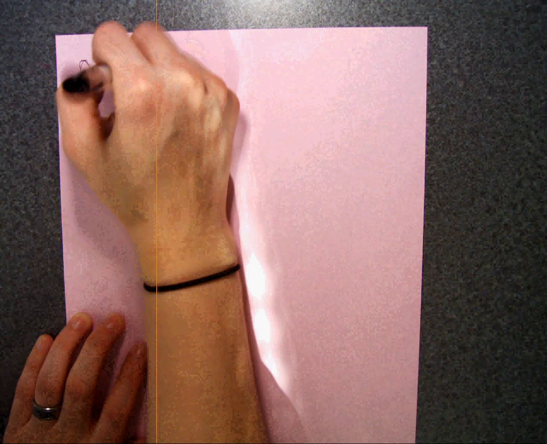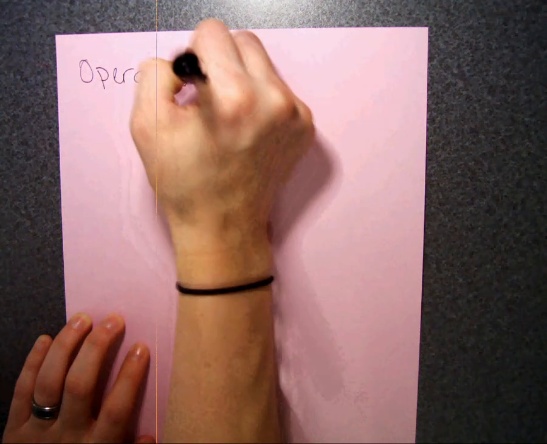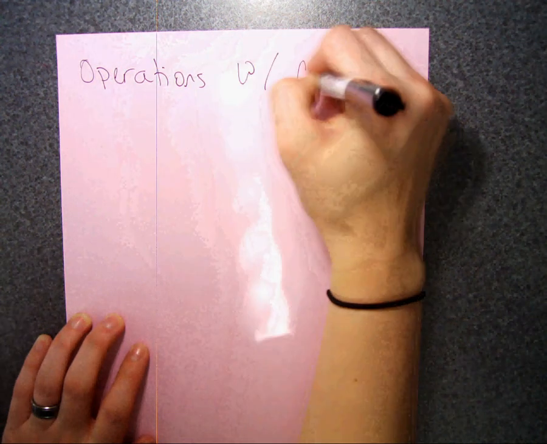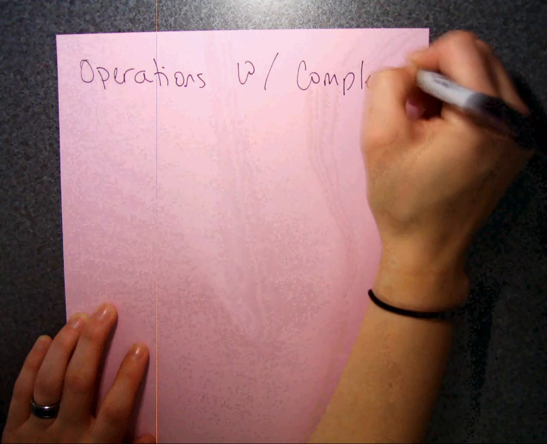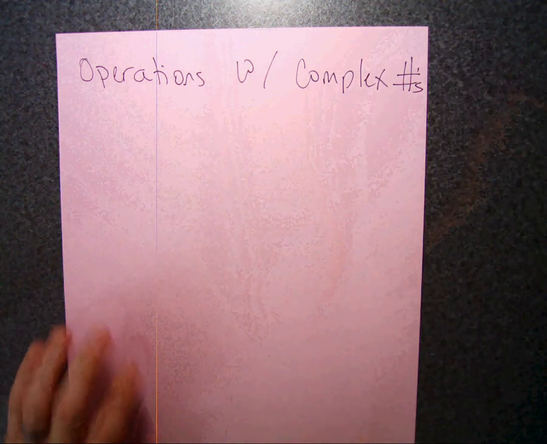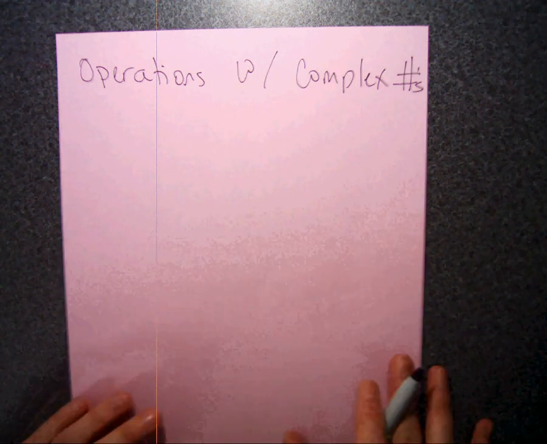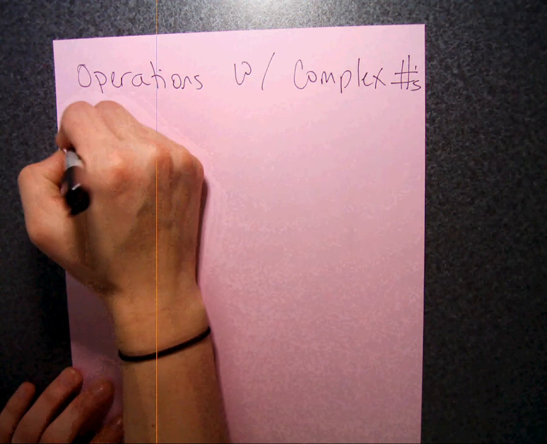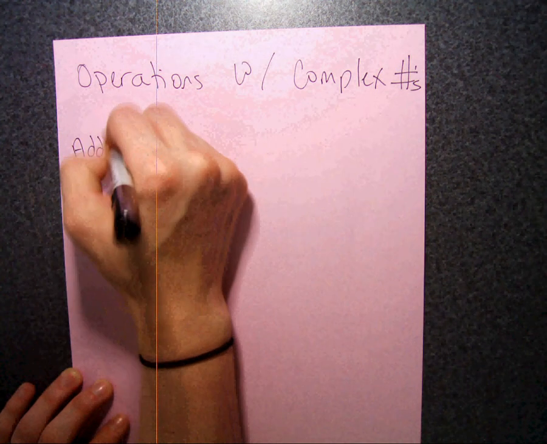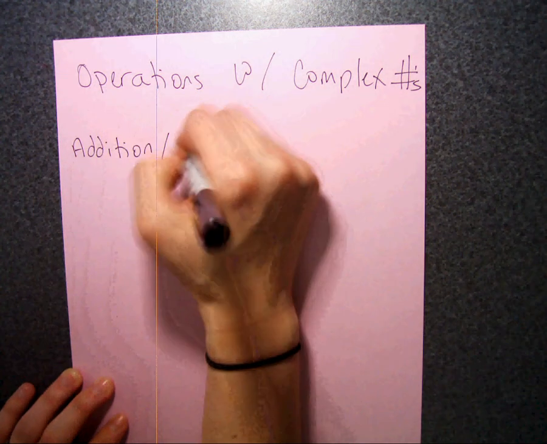Operations with complex numbers. So the first two operations we'll look at are addition and subtraction. Now, to add and subtract complex numbers, it's essentially just combining like terms. So let's do an addition one first.